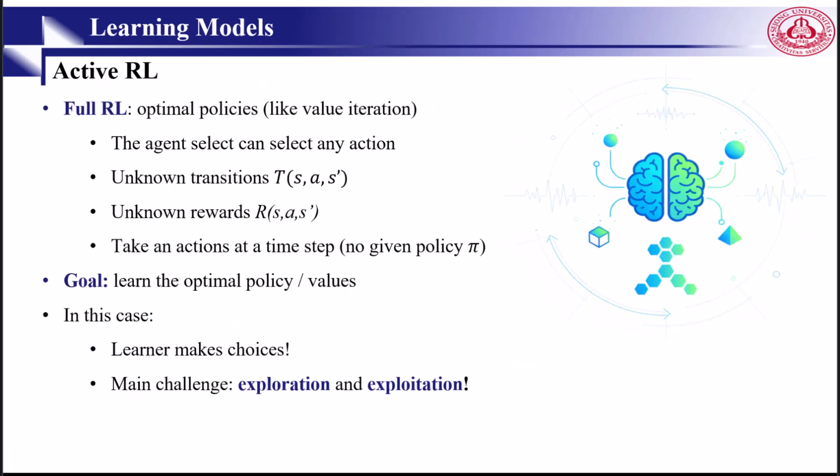The next topic is active learning. In active learning, the agent must select actions. The agent must explore the environment. The agent must find an optimal policy. So active learning is significantly more complex because the agent must balance between exploration and exploitation. So once again, active learning, in fact, is the full reinforcement learning.